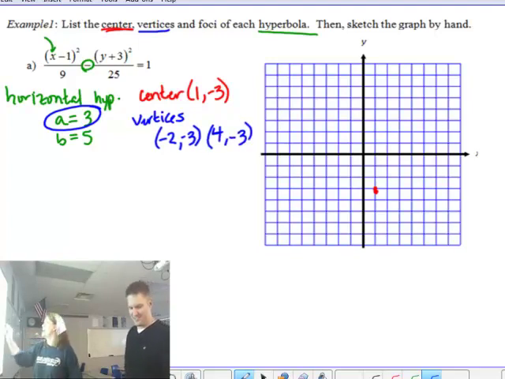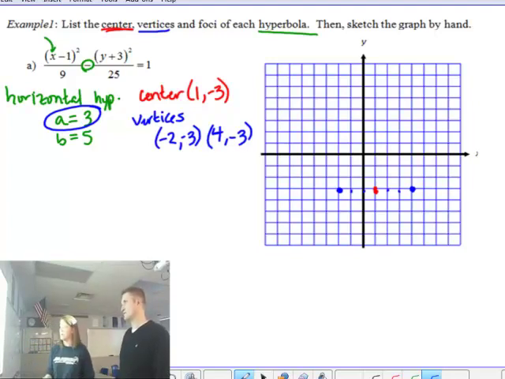And again, you can easily come over to the picture and count over 1, 2, 3, there's a vertex, and 1, 2, 3, there's a vertex. We're going to have you do these on graph paper, so use it. Okay, so I've got my 2 vertices there.